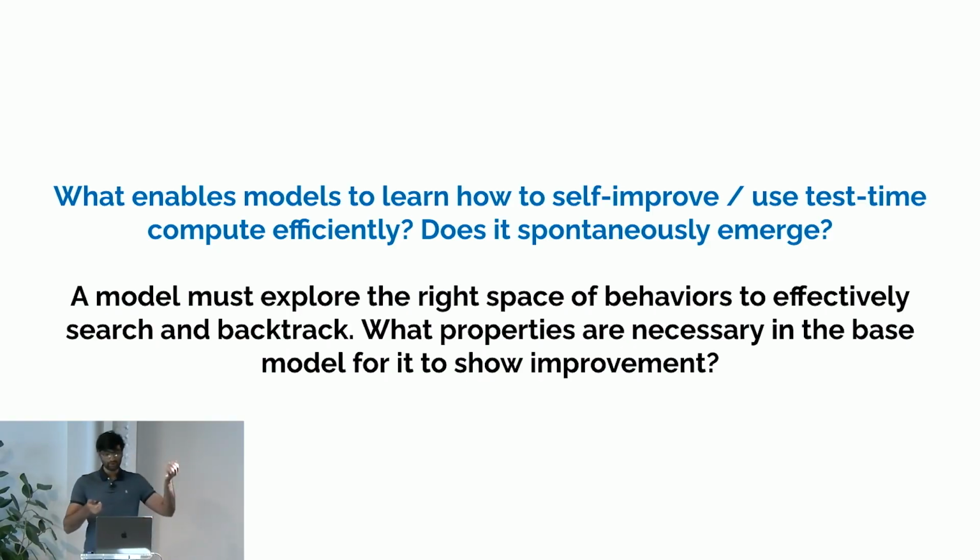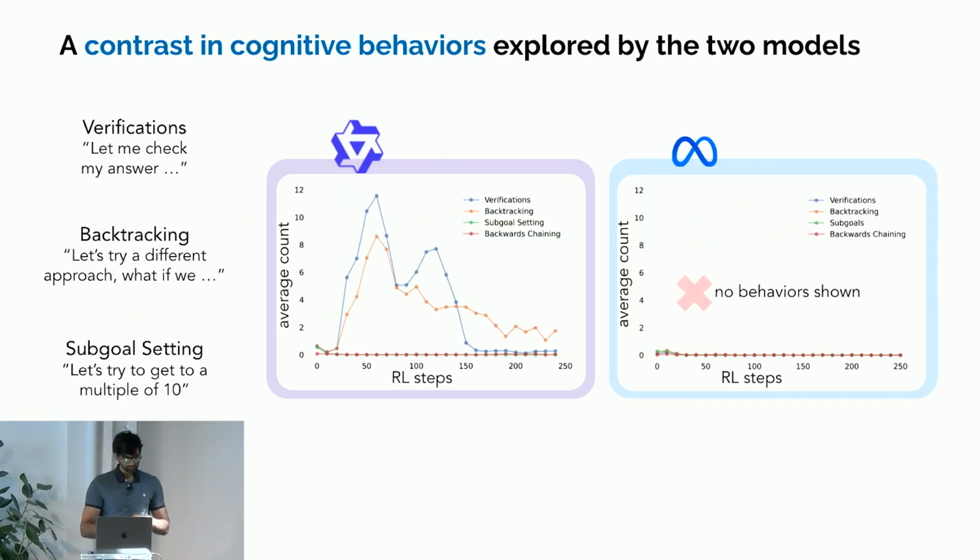We know intuitively, like the way humans reason, we need to explore the right set of ideas in order to get to solutions. And the question here is, what properties are needed in a given data distribution for a base model to start showing improvement when trained with online reinforcement learning? So here's the way we are going to try to answer this question.